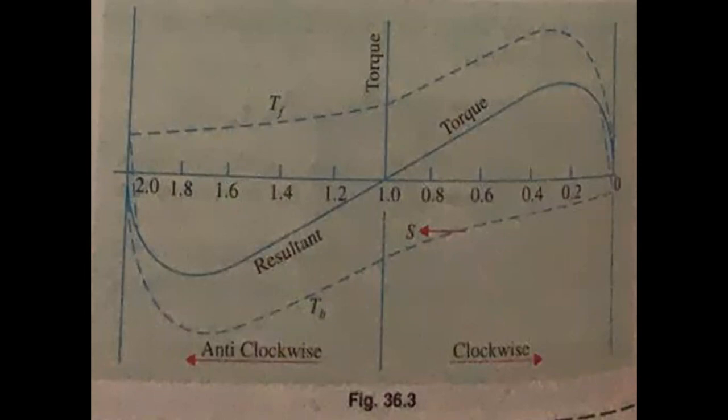One motion is forward torque motion and the other motion is backward torque motion. So the total torque will be equal to 0. So the machine does not move. So the induction motor does not start.